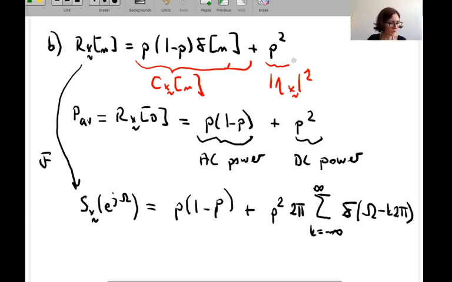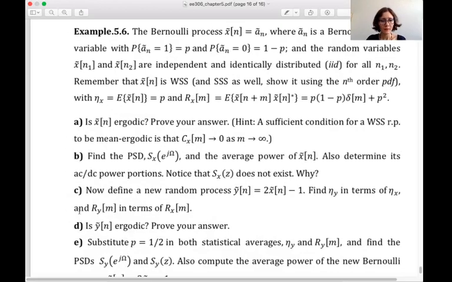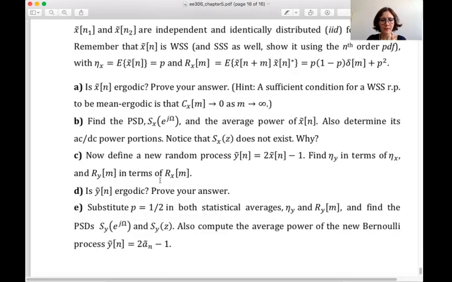So the region of convergence will be empty. In other words, we just concluded that periodic functions don't have z transforms. The constant function is also a kind of periodic function, so it doesn't have a z transform. So we conclude that Sx of z does not exist, because Rx of m contains a constant term. Okay, now going on with the rest of the question.